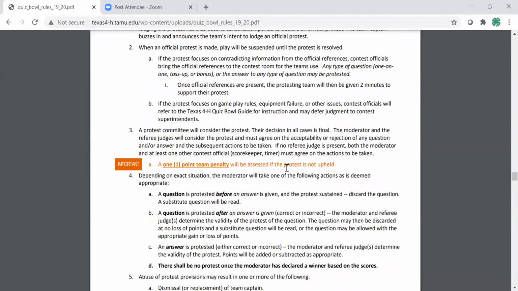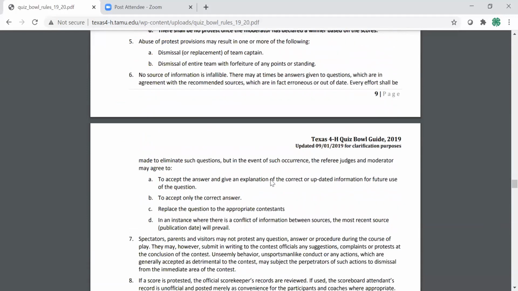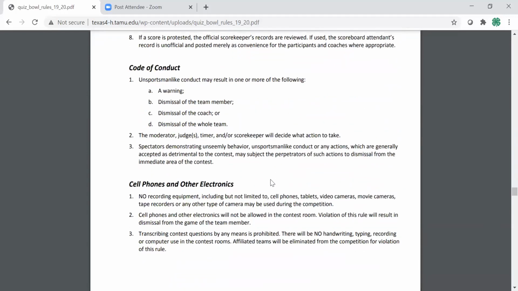If the protest is not upheld, you lose a point. So if we bring you that book and you can't find, in the 2 minutes, where you can prove that your protest is valid, you will lose a point. So be really careful on those protests. There's more information on that. I'll let y'all read through if y'all need to.